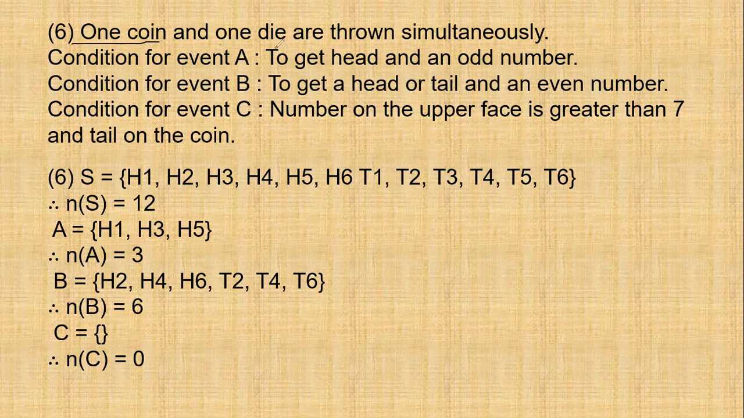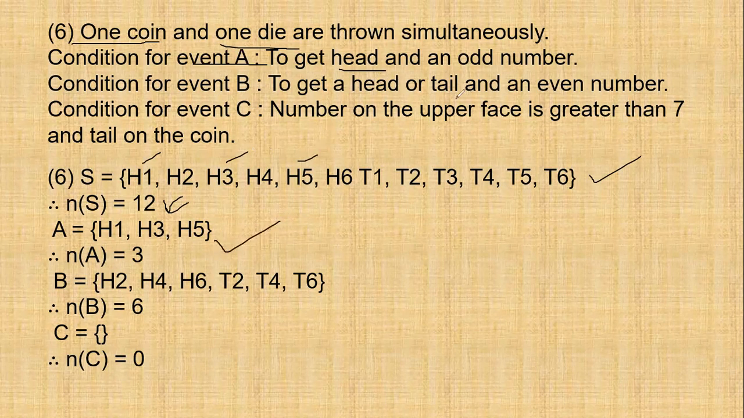One coin and one die, that we already saw in the last part. So we get a total of 12: H1, H2, H3, H4, H5, H6, T1, T2, T3, T4, T5, T6. Like that we get a total of 12. Event A, to get head and an odd number. So those were H1, H3, H5. So total 3.